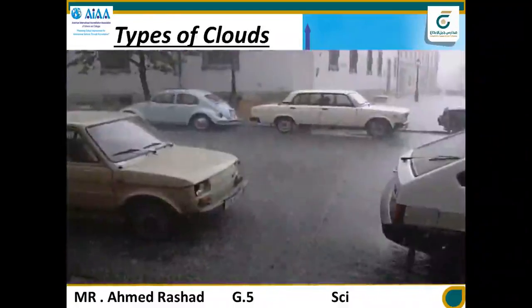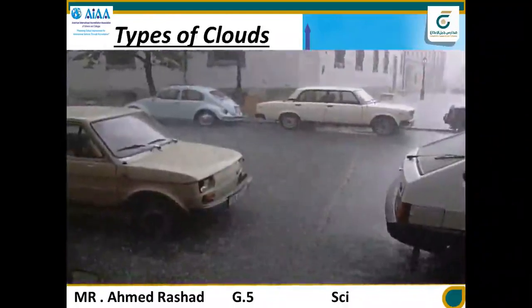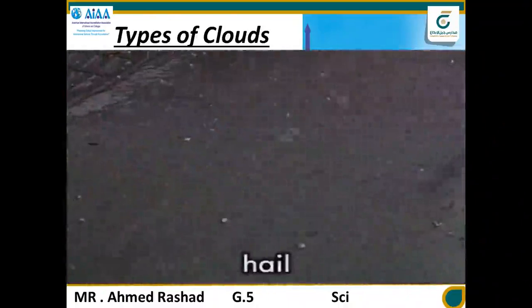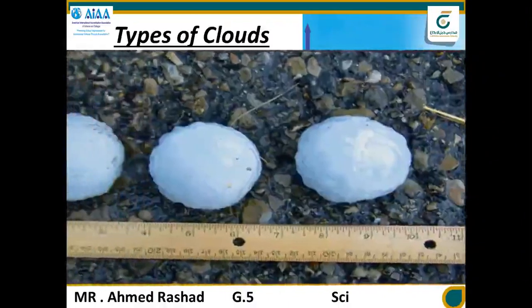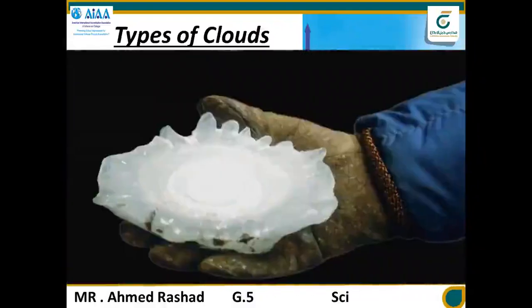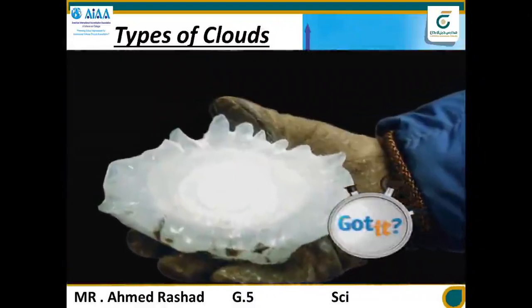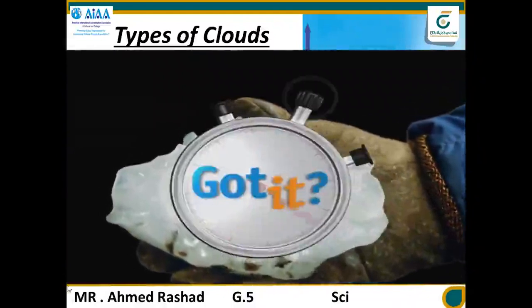Another form of precipitation is hail. Hail is frozen precipitation that forms in layers. Most hailstones are about the size of a pea, but some can get bigger than a baseball. Watch out below. Got it? Sure you do.